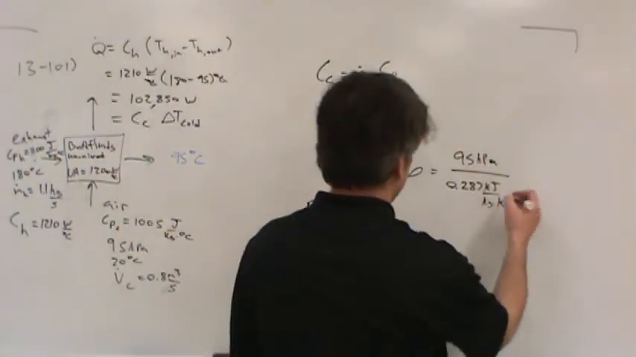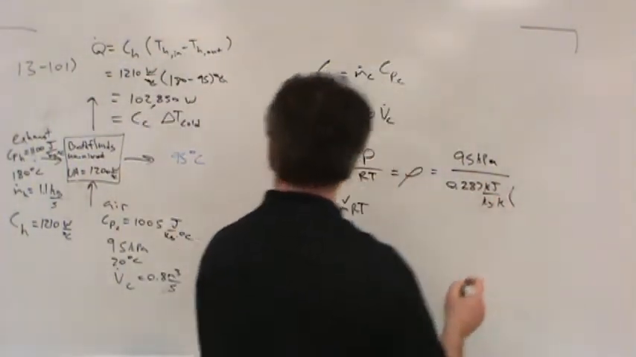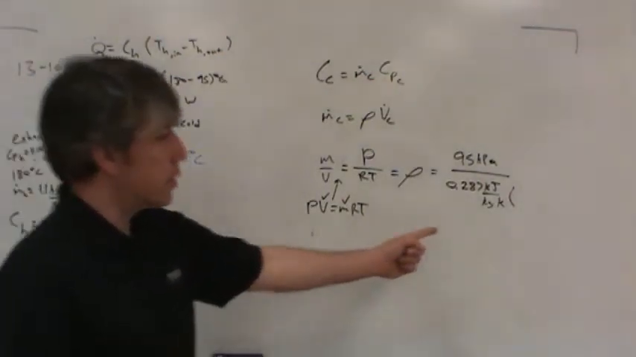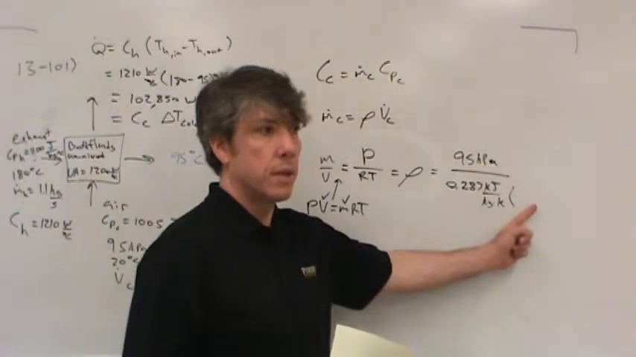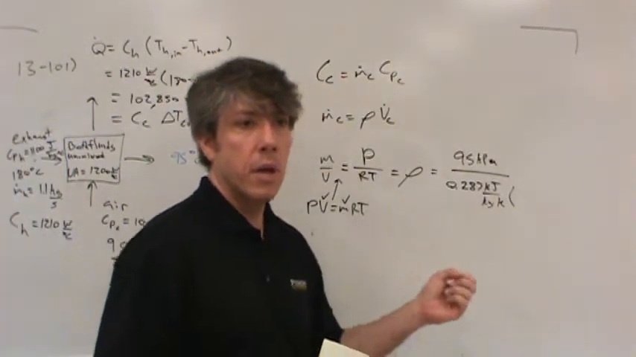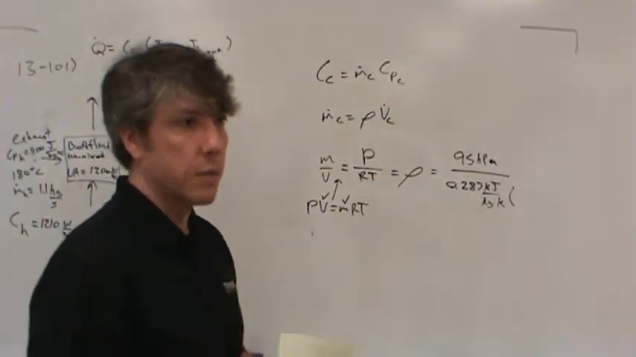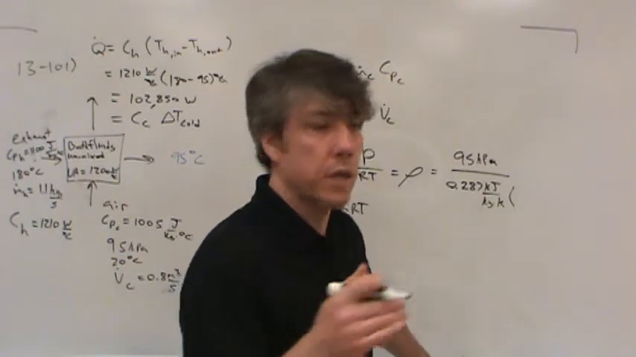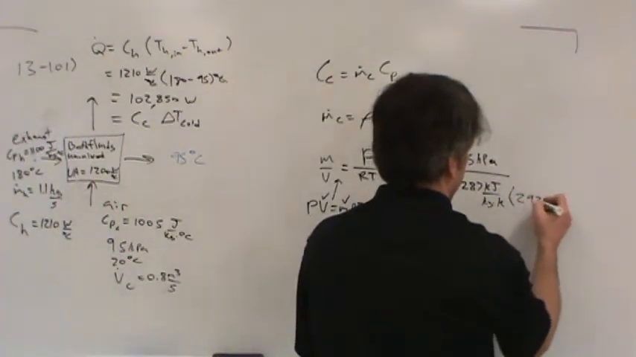2870. Okay, so 2870. And then the temperature. Now be careful. The temperature they gave us was 20 degrees Celsius. Is that good enough? And I just plug in 20 Celsius here? No, you have to be careful. Remember, it has to be in Kelvin. It has to be an absolute temperature. So 273 is the conversion. Plus 20 is 293. So 293 Kelvin.